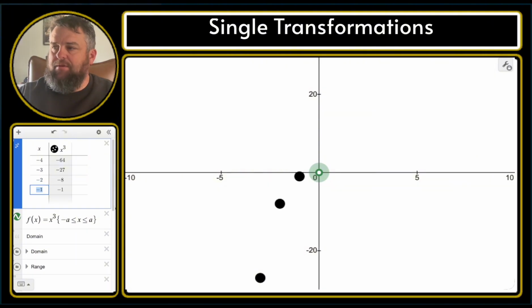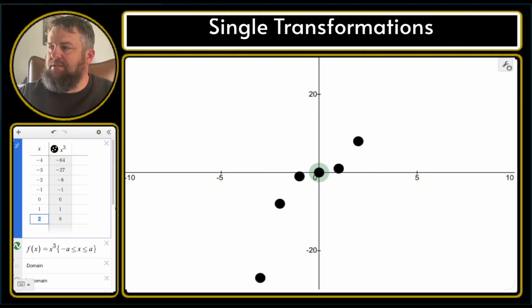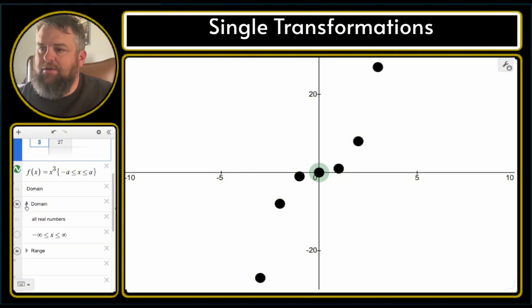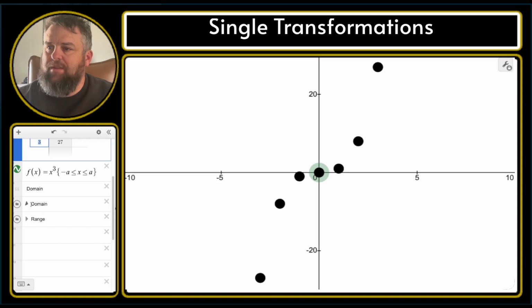And we keep going. We can see that it's adding points to the graph, and you can see that it will continue on forever. So the domain is going to be all real numbers for x, or from negative infinity to positive infinity. The range is going to be all real numbers as well. It goes from negative infinity to positive infinity.